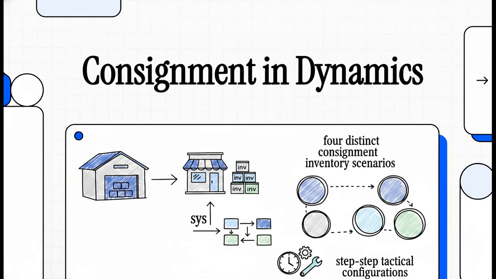Today we are unpacking the exact step-by-step logic for configuring four totally distinct consignment inventory scenarios inside Microsoft Dynamics NAV. If you've ever wrestled with your system, trying to get it to actually match what's physically happening on your warehouse floor or over at a partner's facility, you are absolutely in the right place. Today is all about the tactical step-by-step configurations you need to finally take full control of your inventory.